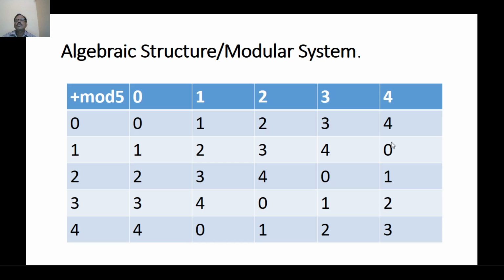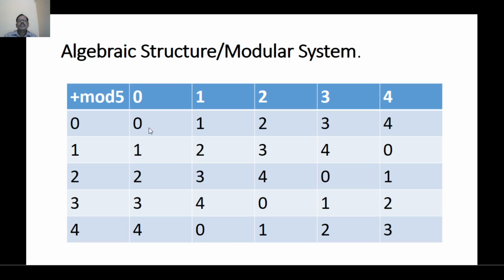So all are elements of the group Z5. And 0 acts as the identity element, and the inverse of 0 is 0, the inverse of 1 is 4, the inverse of 2 is 3, the inverse of 3 is 2, the inverse of 4 is 1. Hence every element has its own inverse and it also satisfies commutative and associative properties, and hence it is a group under addition modulo 5.